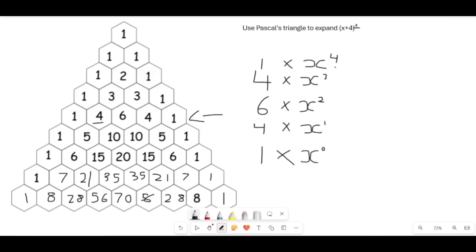And then the final step is to find out what number is in this bracket here. So it's also 4. But when you write the powers, remember, you're not going in the same order. You're going in the opposite order. So this is going to be 4 to the power of 0 in this case.